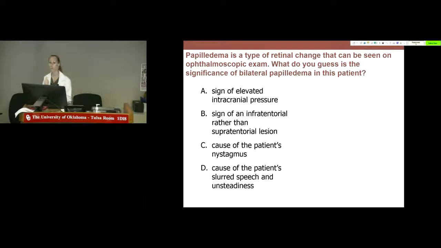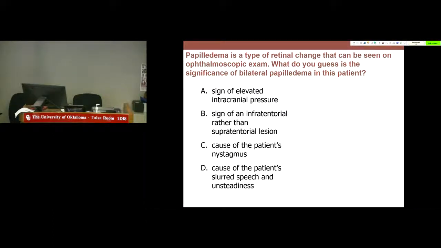All right, so papilledema, I said it was a big deal. We hadn't even talked about that. Man, not only do I make you learn a bunch of stuff, I make you learn a bunch of stuff I didn't even tell you about. So papilledema is a type of retinal change that when you do an ophthalmoscopic exam, you can see it.